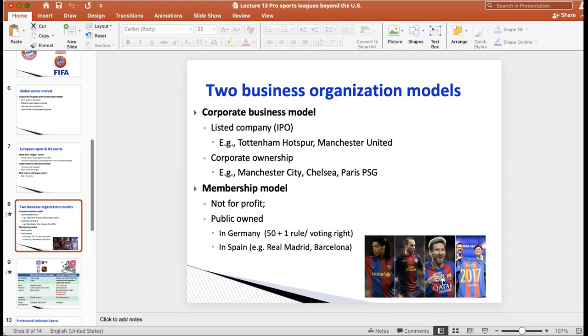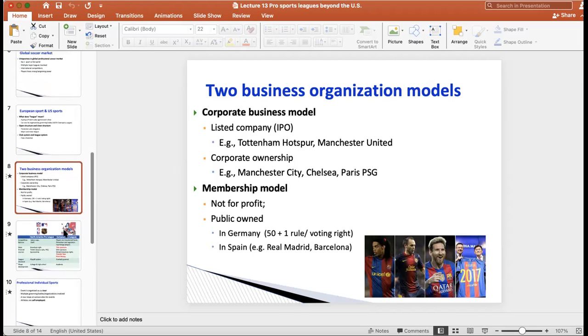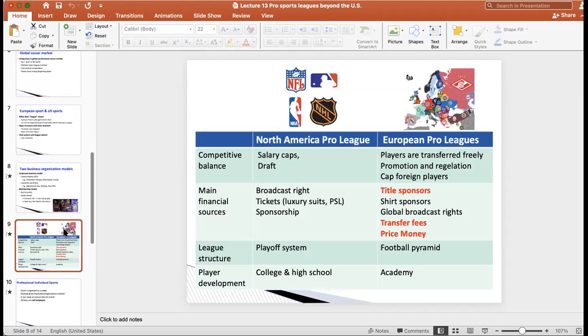Later, you can see the jersey sponsorship has changed in the past 10 years, right? They have to pay player salaries. Where could they get this money from? Sponsorship, broadcasting rights. So that's how their business model changed, right? Now a quick summary about the American professional sports model and the European sports model, right?